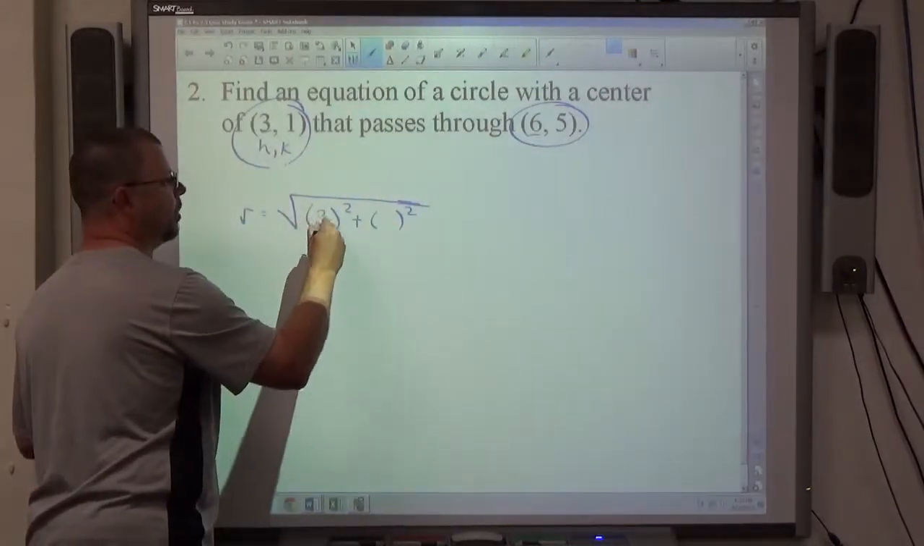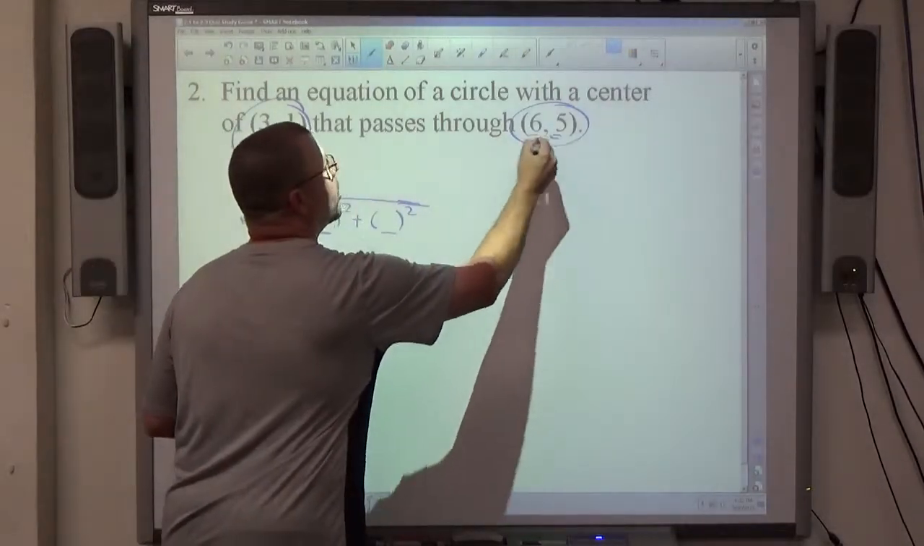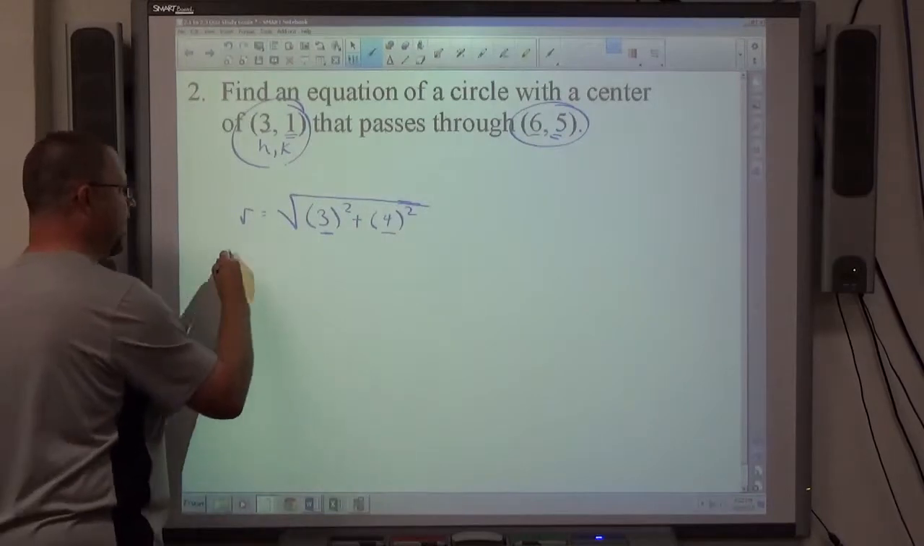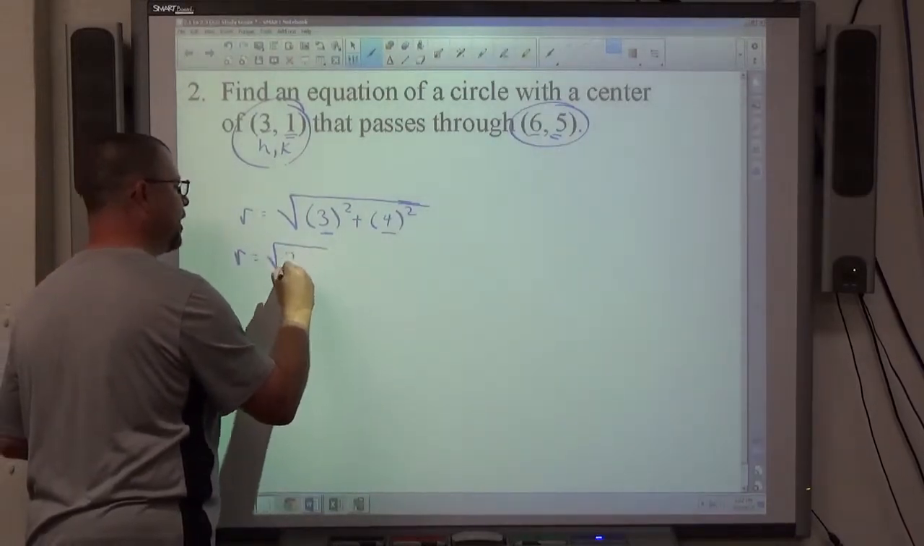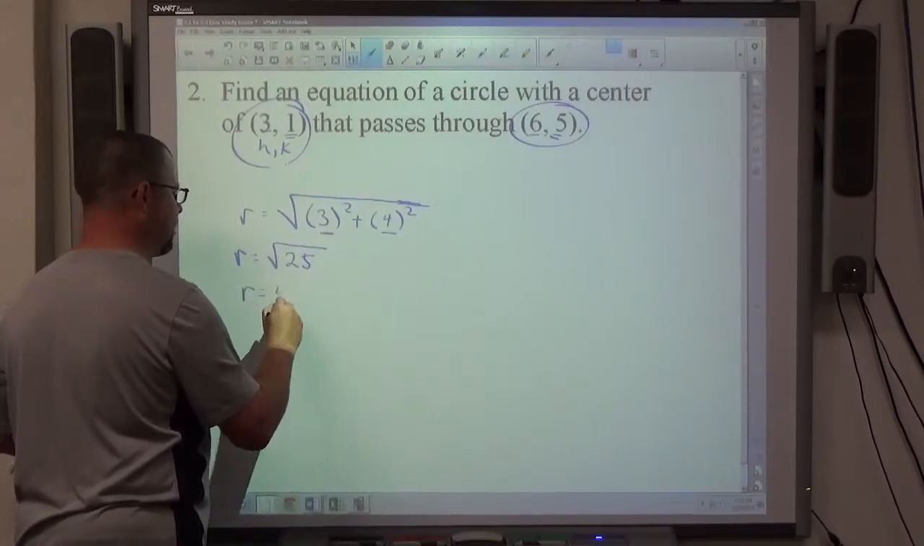From 3 to 6 is 3 spaces. What goes in the other one is the distance between the y values. The distance from 1 to 5 is 4 spaces. And if I work that out, I'm going to get the square root of 25, 9 plus 16, which gives me a radius of 5.